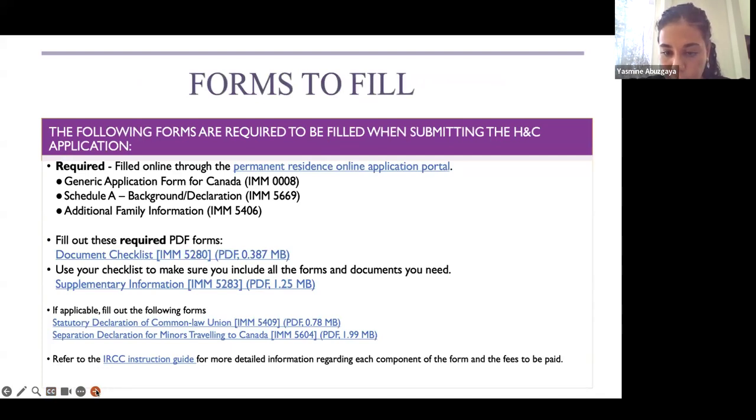Here is a list of some of the forms that have to be filled out when completing and submitting the H&C application. They are all on the online portal, so you'll be able to see them there and submit them all there. However, it is important to check the guide. There is a guide as part of the document checklist, a guide that's online that will walk you through each of the forms and what needs to be included as well.